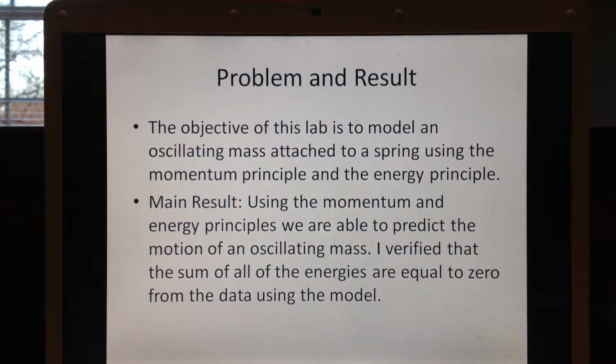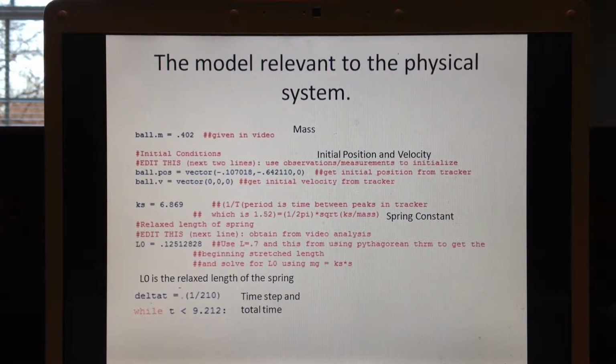The problem and the result. The objective of this lab is to model an oscillating mass attached to a spring using the momentum and the energy principles. The main result was that using those principles, we were able to predict the motion of the oscillating mass. I verified that the sum of all the energies is equal to 0 from the data using the model. The model is relevant to the physical system, so this is just our initial conditions.